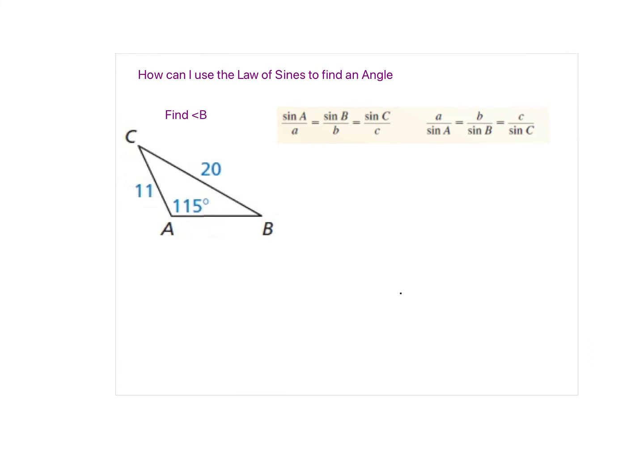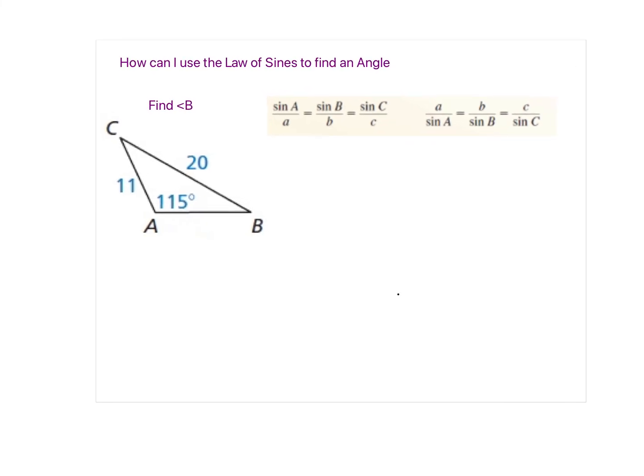Okay, so how can I use the law of sines to find an angle? Well, I want to find angle B, it says. Oops, sorry about that. I meant to highlight. We want to find angle B. All right, so here's angle B. The side opposite or away from it is 11. And then we have 115 and we have 20 that are across from each other. Since I am finding an angle, we want to use this set of ratios so that this angle is in the top this time.